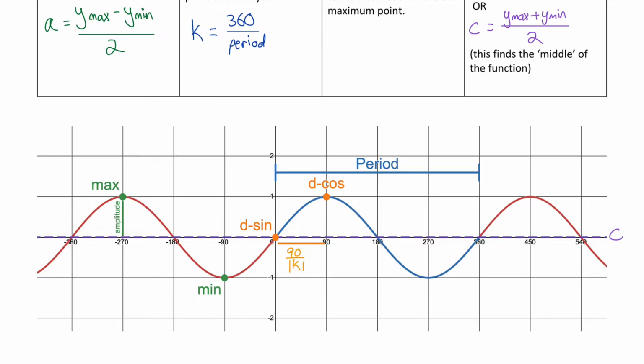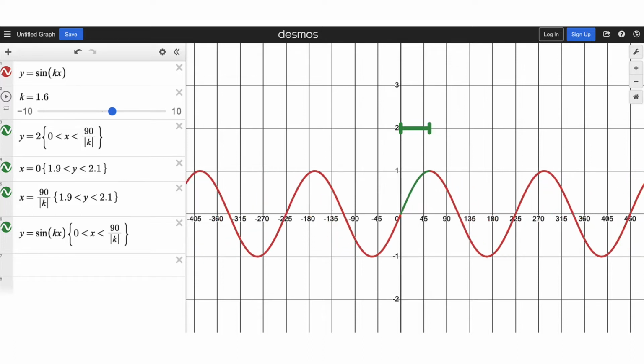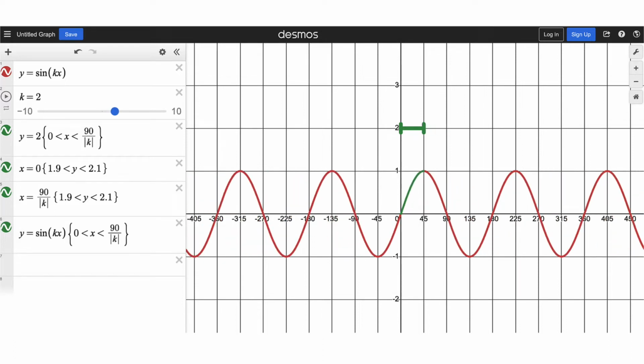And let me show you what I mean by that in Desmos as well. I've got that green bar at the top showing you the horizontal distance between the rising midline and the max. Notice that it's 90 degrees. But if I change the k value to horizontally stretch or compress the function, that's also going to horizontally stretch or compress the distance between the rising midline and the max. So for example, if I make k 2, that would do a horizontal compression by a factor of 1 over 2. So the horizontal distance between the rising midline and the max is now only 45. So we can calculate that distance just by doing 90 divided by the absolute value of k.